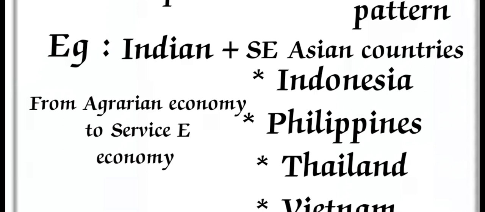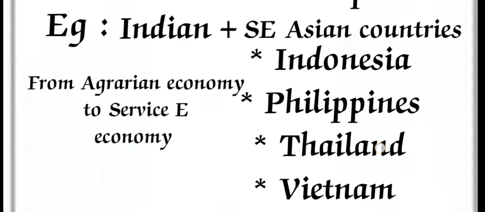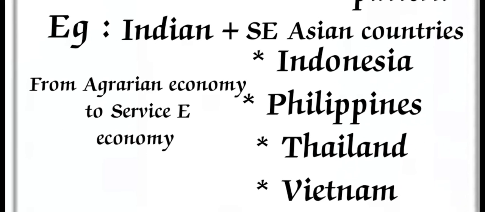But several countries are exceptions to this standard pattern, for example India and Southeast Asian countries. Southeast Asian countries means Indonesia, Philippines, Thailand, Vietnam. These countries transformed from agrarian economy to the service economy, without expansion of the industrial economy. There is not much expansion in the industrial economy, but they converted from agrarian economy to the service economy.